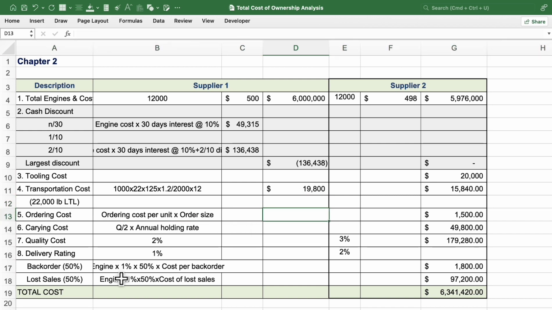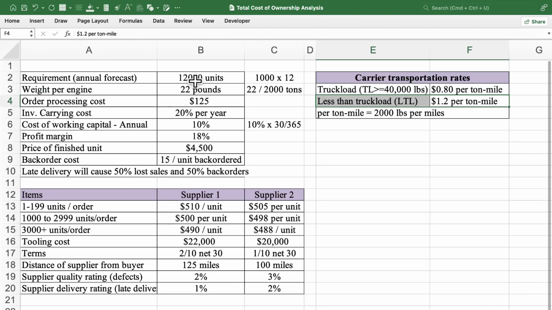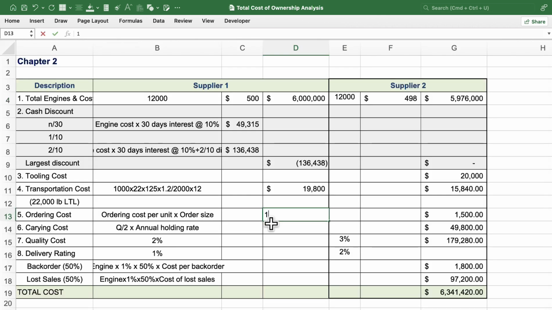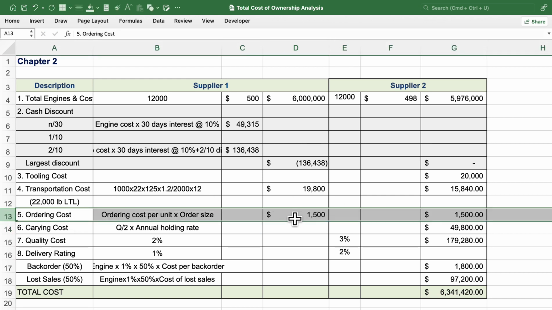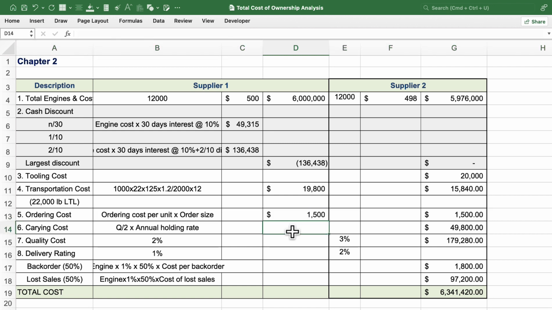The next category is ordering cost. The company will be placing a total of 12 orders. So the total annual demand is 12,000, and every time an order of 1,000 is placed, it means they will place a total of 12 orders, and every time they place an order, it incurs $125. Ordering cost becomes $1,500.